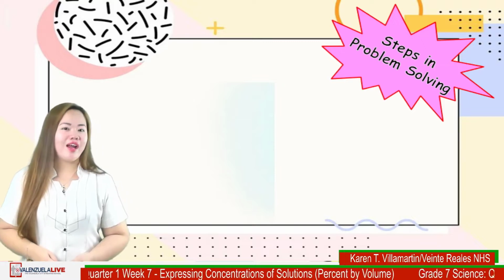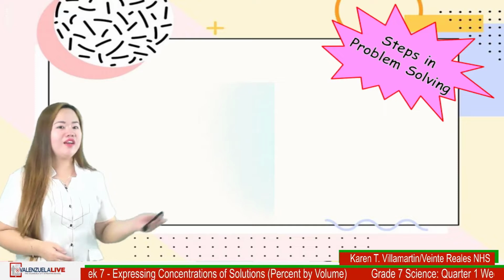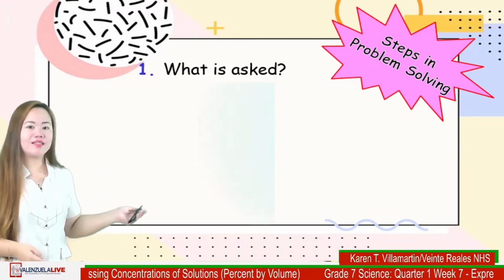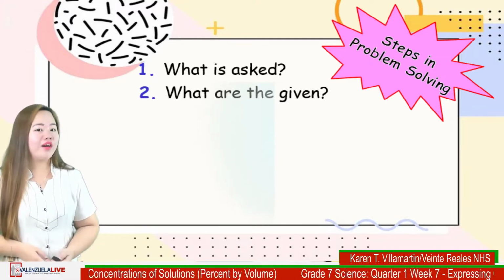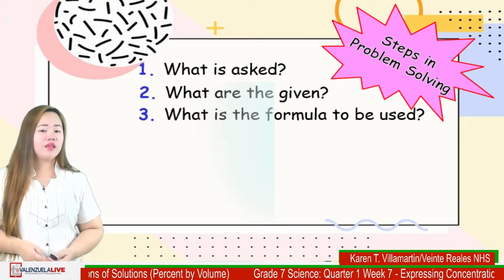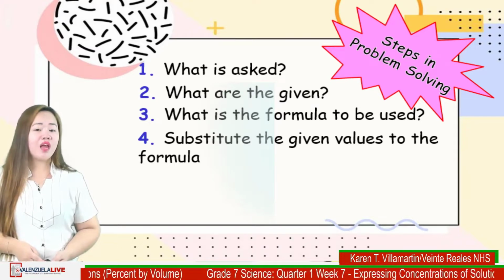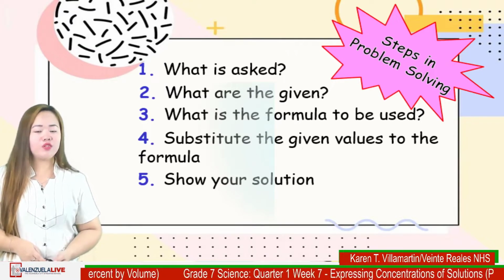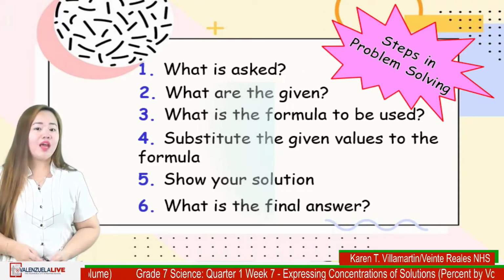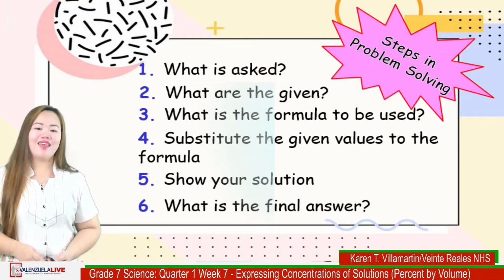So, in order for us to solve the word problem involving percent by volume, here are the steps that we need to follow. First, what is asked? Second, what are the given? Third, what is the formula to be used? And fourth, substitute the given values to the formula. Fifth, show your solution. And lastly, what is the final answer? Now, are you ready to calculate and solve problem? Then, let us start.